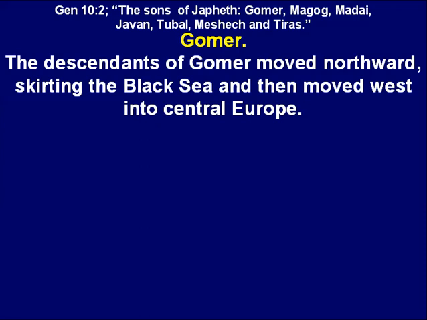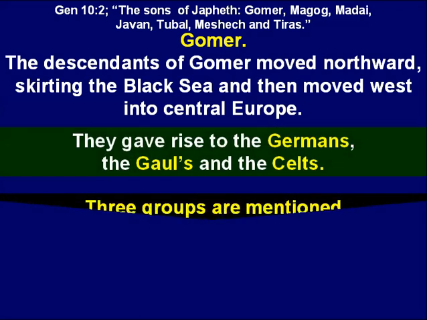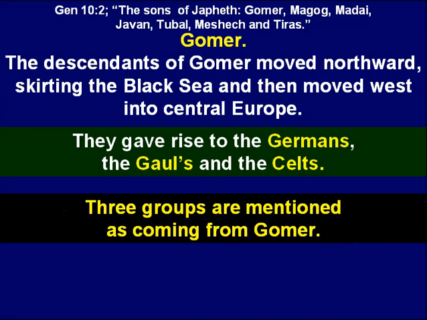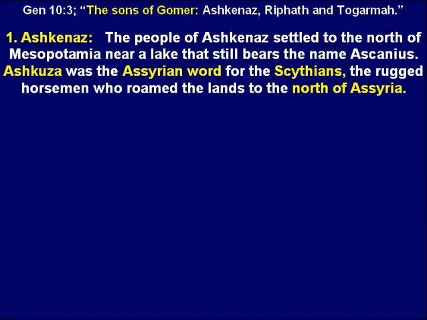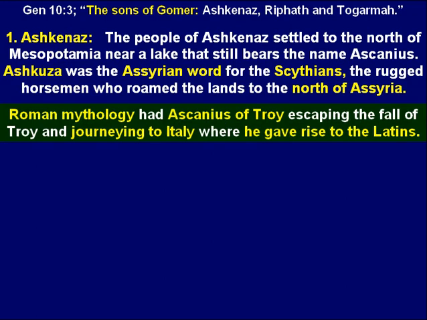The descendants of Gomer moved northward, skirting the Black Sea, and then moved west into Central Europe. They gave rise to the Germans, the Gauls and the Celts. These 3 groups are mentioned as coming from Gomer. Ashkenaz: the people of Ashkenaz settled to the north of Mesopotamia near a lake that still bears the name Ashkenaz. Ashkenaz was the Assyrian word for the Scythians, the rugged horsemen who roamed the lands of northern Assyria. Roman mythology had Ashkenaz of Troy escaping the fall of Troy and journeying to Italy, where he gave rise to the Latins.